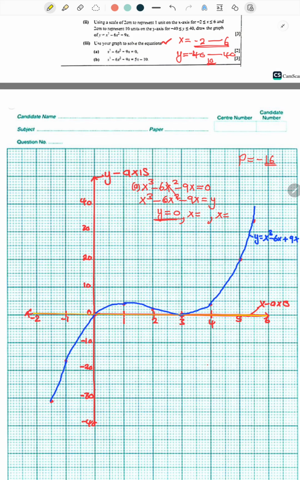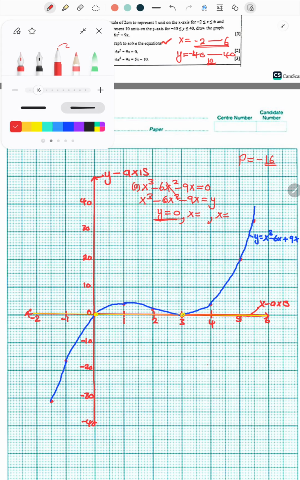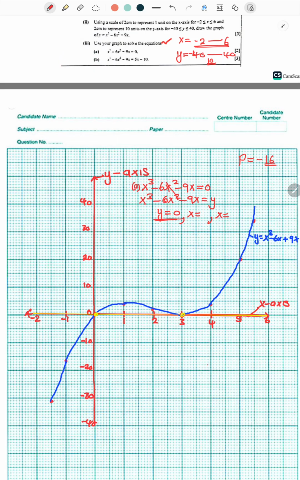So you are going to collect all values on that line. The first value is this one, followed by this one. So if your y is 0, then your x is going to be 0 also, and also your x is going to be 3. All these are going to be values. Then we go to the second part.